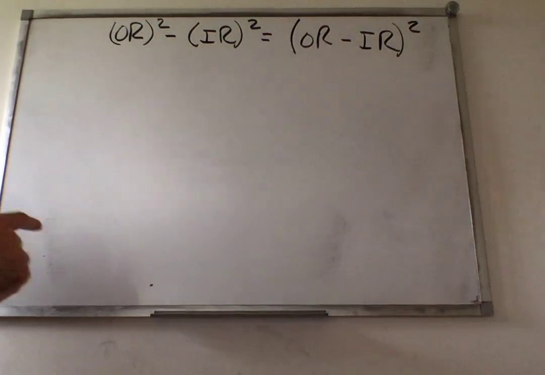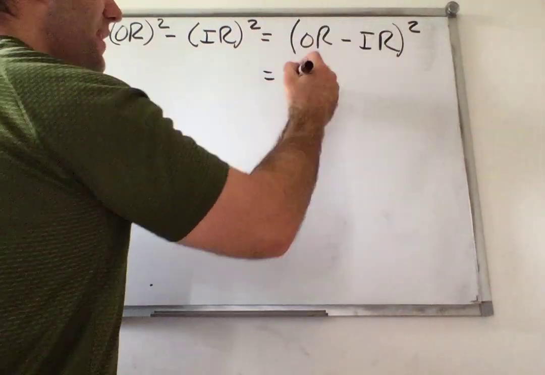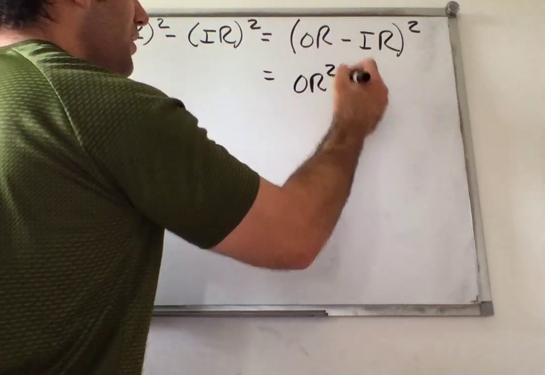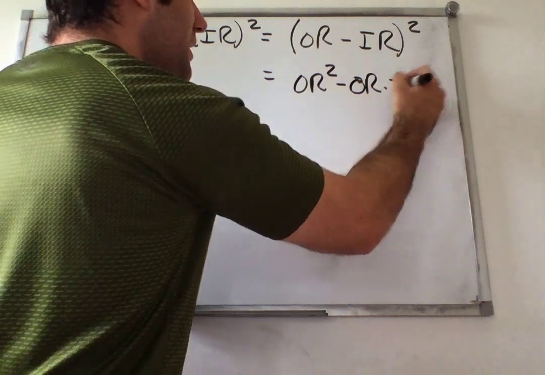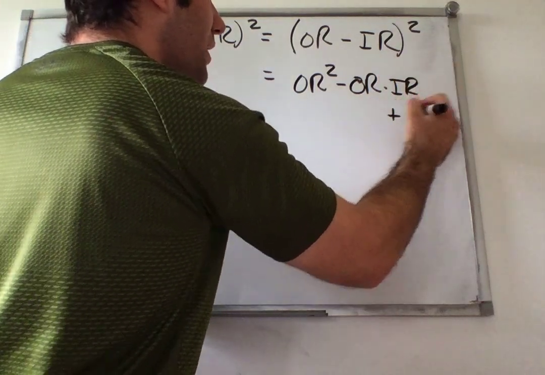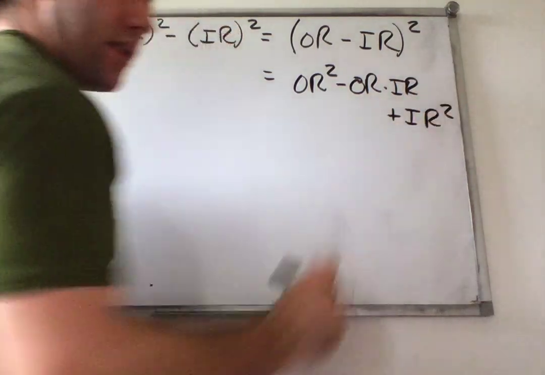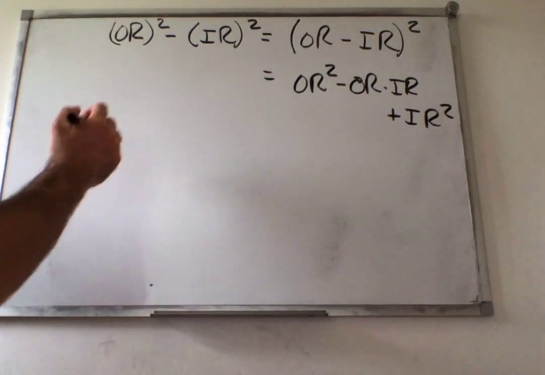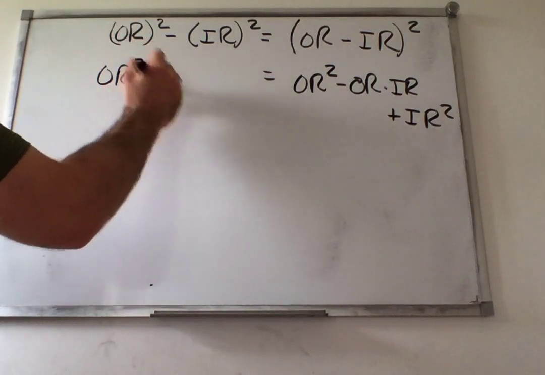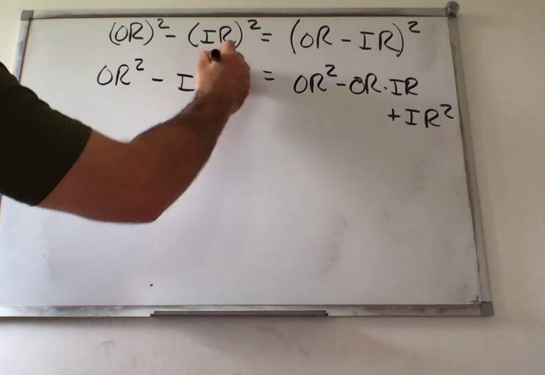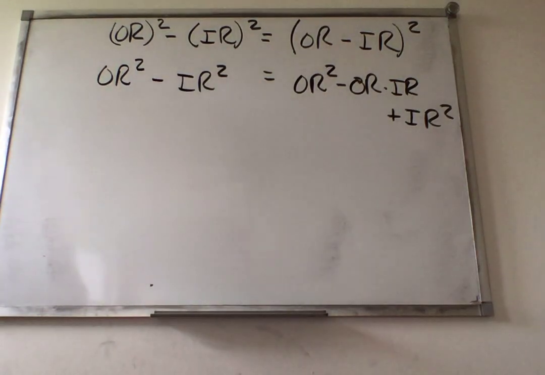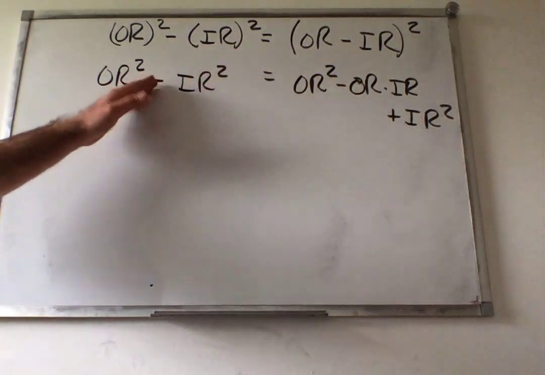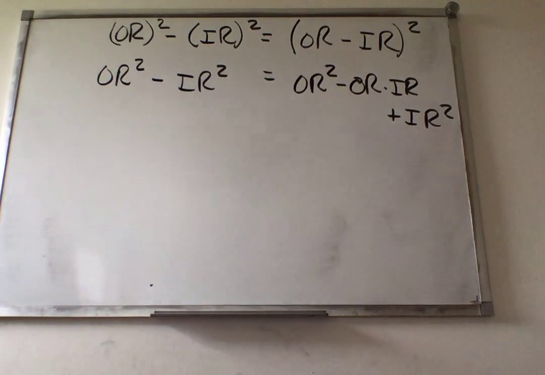Answer is no. Here, if I were to multiply this out, you get the outer radius squared minus the outer radius times the inner radius plus the inner radius squared. If you look at this side, you get the outer radius squared minus the inner radius squared. I'm leaving the pi out, okay? We don't care about the pi. They both have pi on each side. If you look, these two expressions are not the same thing.